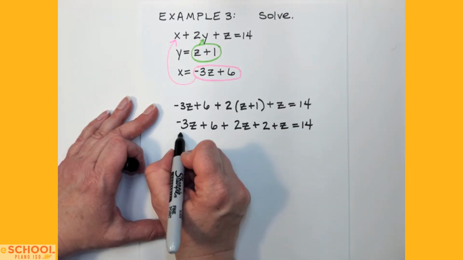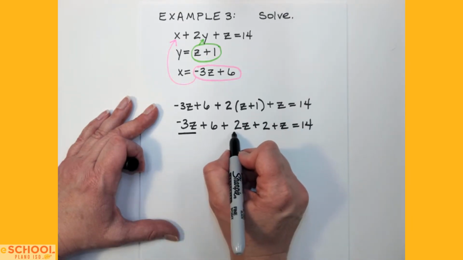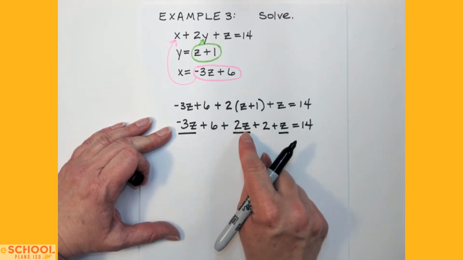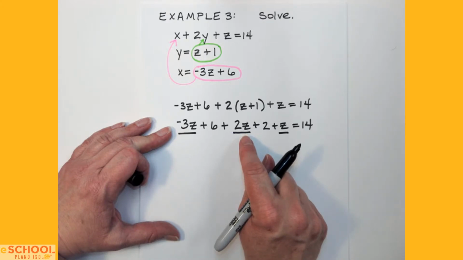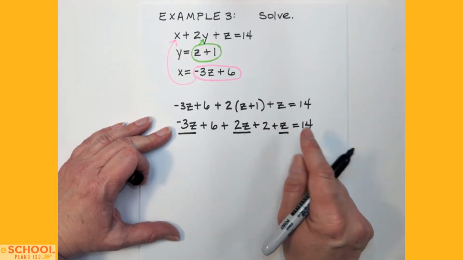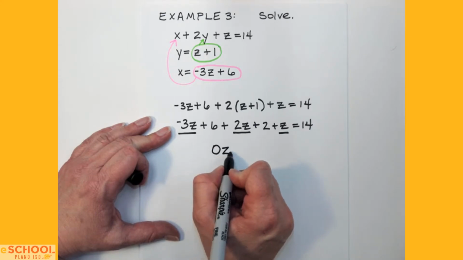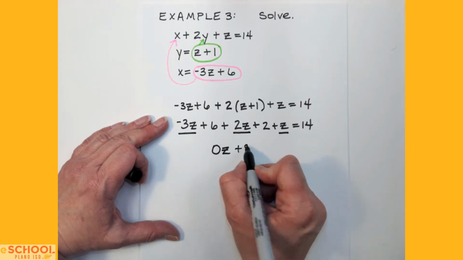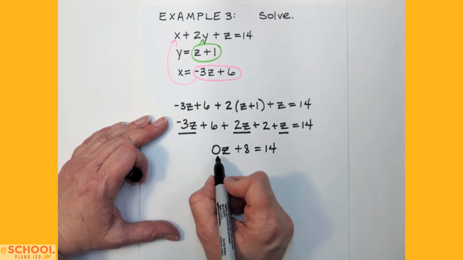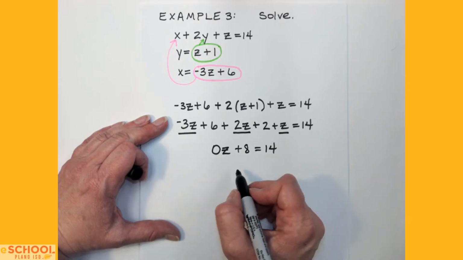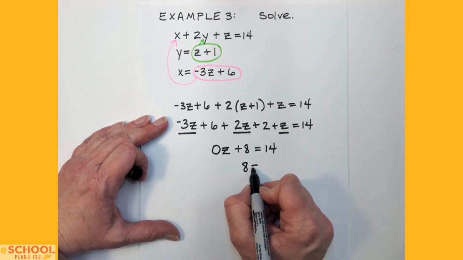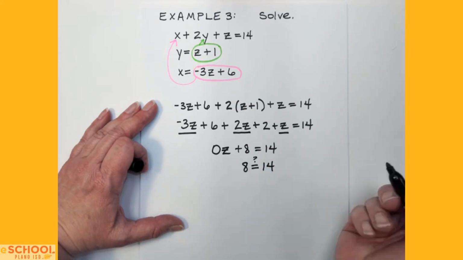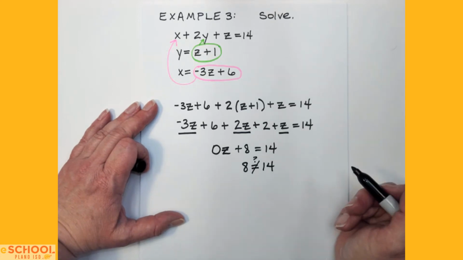On the left side, we're going to combine negative 3z plus 2z plus z. Well, negative 3z plus 2z is negative 1z plus 1z, all that together is 0z. Then I'm going to add 6 plus 2, and that's 8, equal to 14. Well, 0z is just 0, so I end up with the equation 8 equals 14. Is that true? No, that's not going to work. 8 does not equal 14.